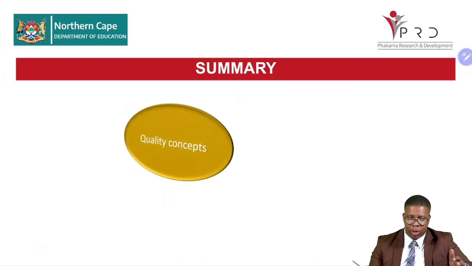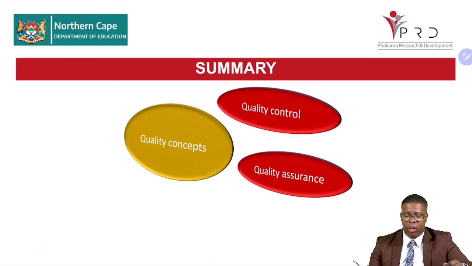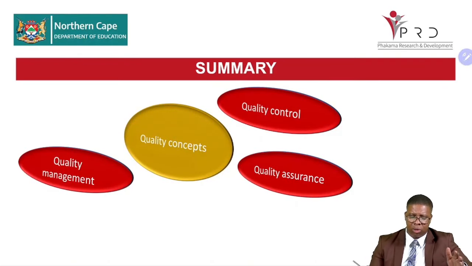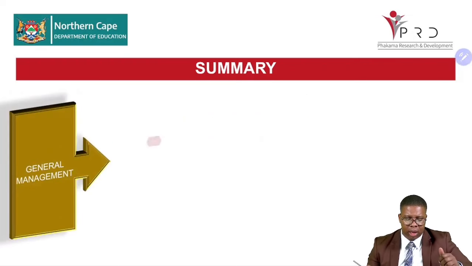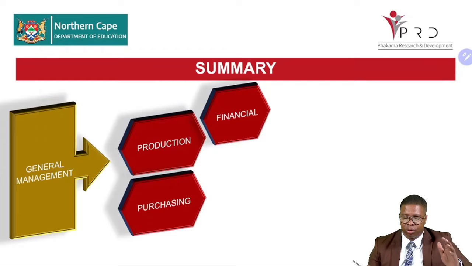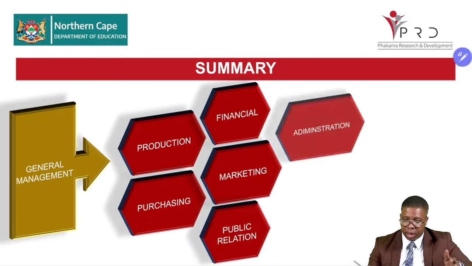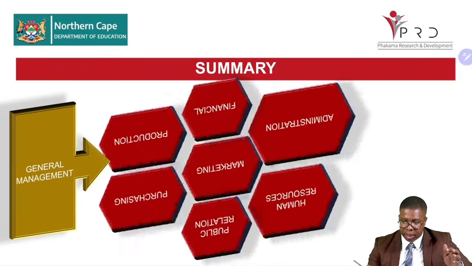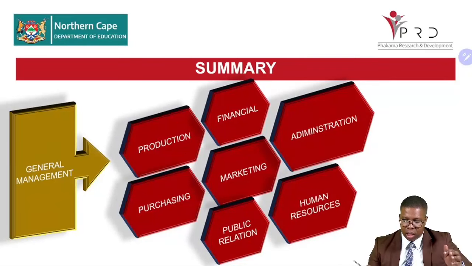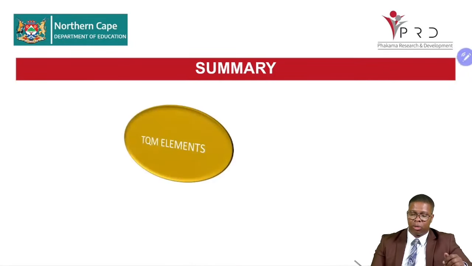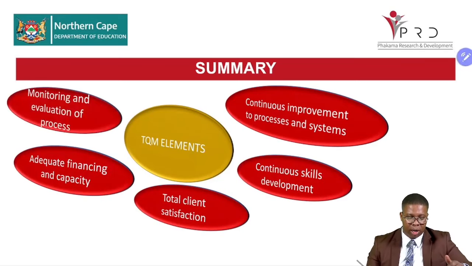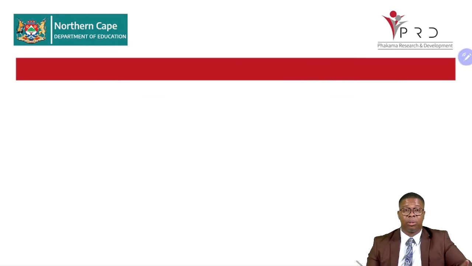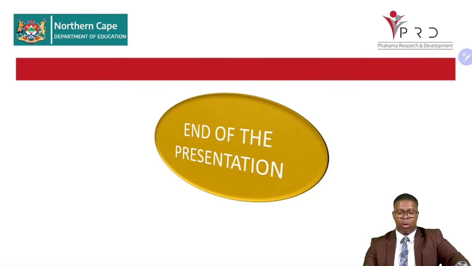Then we also had to deal with the quality concepts, whereby we're talking about the differences between quality control and assurance, and differences between quality performance and management. Then we also looked into the business functions to say they can demand of you to identify the following business functions from the scenario statement, and after identifying the functions, you may be required to explain how they contribute to the success. Then we looked into the TQM elements to say you can be required to identify them from the scenario. After identifying them from the scenario, you can be required to explain the impact. That is the end of our presentation.